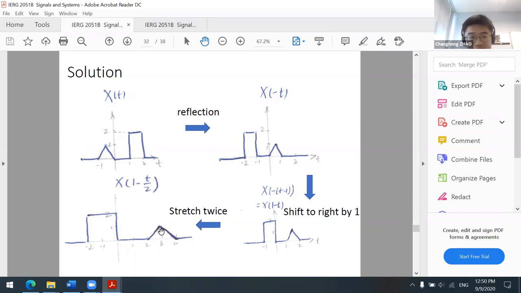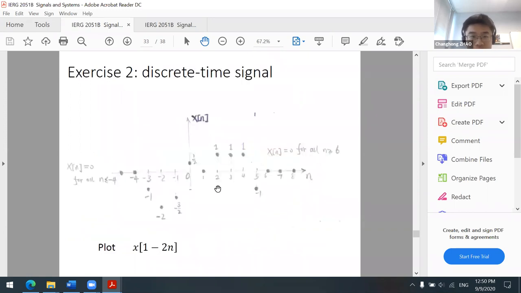There are actually different routes to get the same result, which I hope you can do as practice. Okay. This is exercise 1. Time domain transformation for continuous time signal. So now let's look at an example with a discrete time signal. Because when I first introduced those concepts of time scaling, time shift, or time reversal, reflection, we were always using the continuous time signal to illustrate.